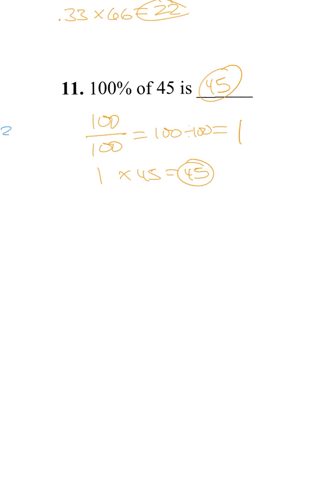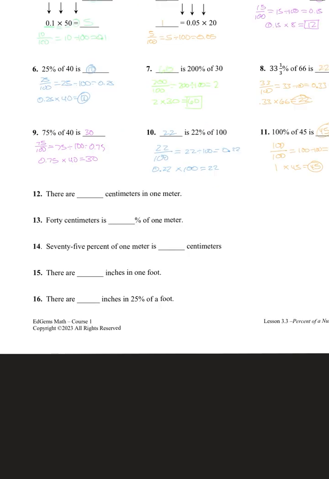Moving on to 12. All right, so here we go, guys, with numbers 12 through 16. So numbers 12 through 16 are going to be almost like a review of the last section when we talked about conversion, right? So here we go. It's going to take a little bit of explanation, so hopefully it'll make sense to you guys as I go through it. For number 12, there are blank centimeters in 1 meter. That's 100. That's kind of a review from the last section. So there's 100 centimeters in 1 meter.